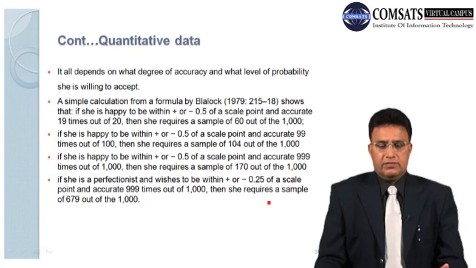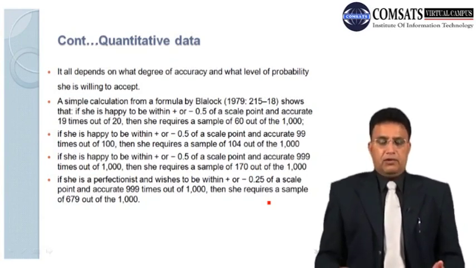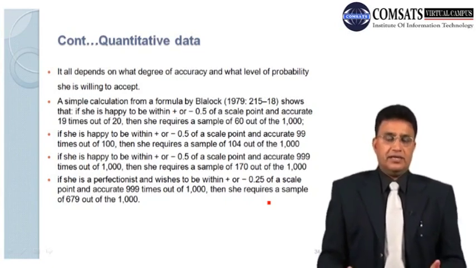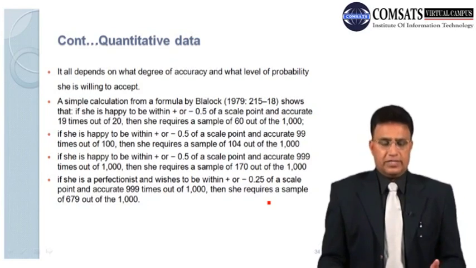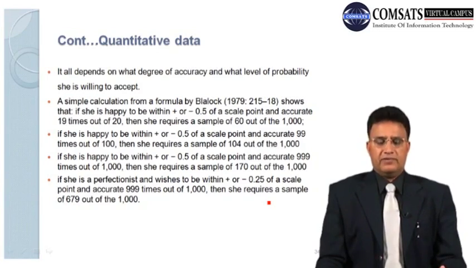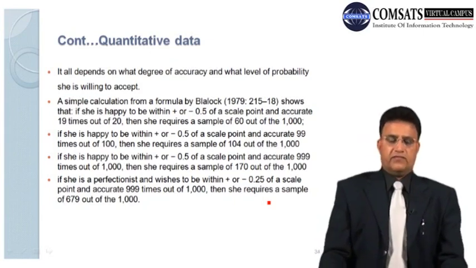A simple calculation from a formula by Blalock shows that if she is happy to be within plus or minus 0.5 of a scale point and accurate 19 times out of 20, then she requires a sample of 60 out of the 1,000. And if she is happy to be within plus or minus 0.5 of a scale point and accurate 99 times out of 100, then she requires a sample of 104 out of the 1,000.